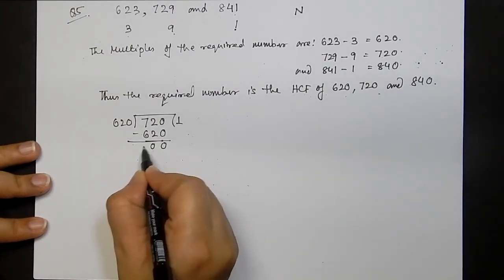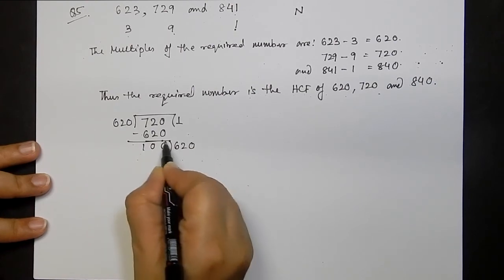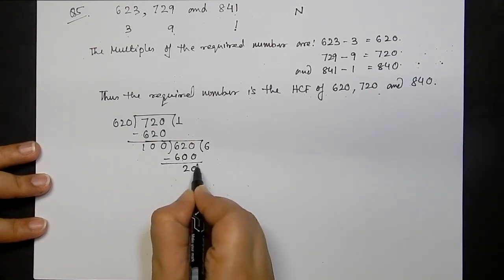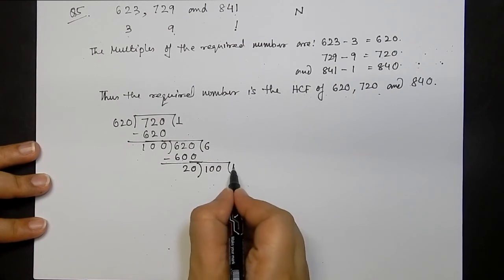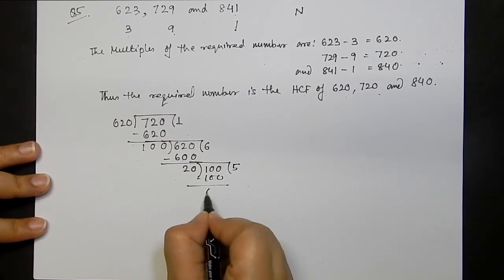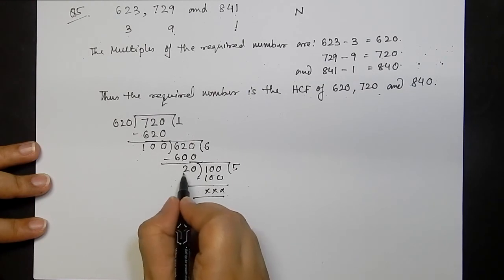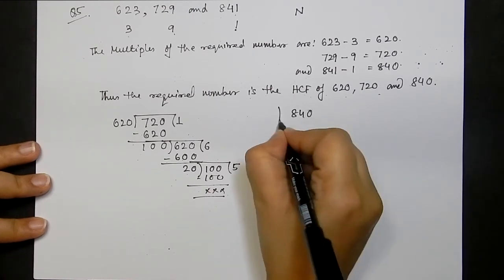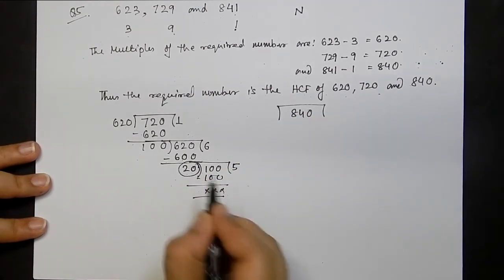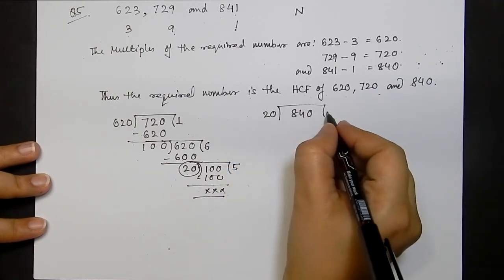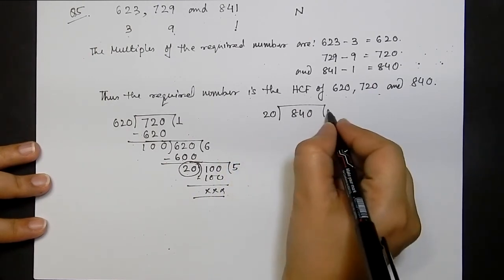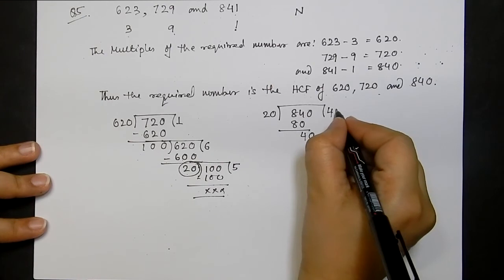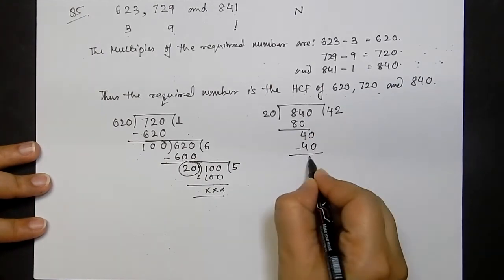So 620, 6s are 600. Remainder 20. 100 comes down. 5s are 100. So 0 remainder. So what I'm going to do is use the HCF of these two numbers to divide the third number. 840 divided by the last divisor, 20. 20 4s are 80, 0. 2 2s are 4. So here the remainder is 0.